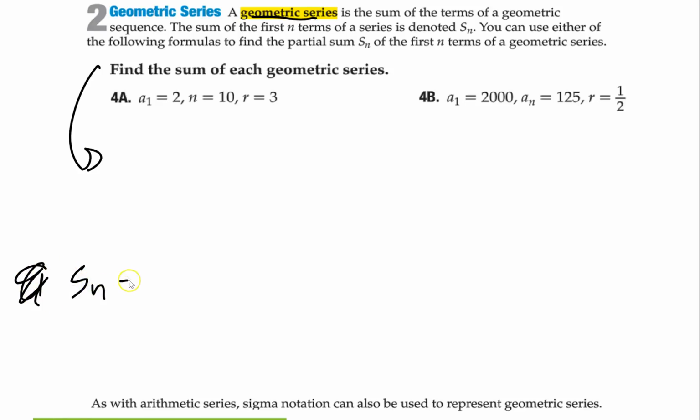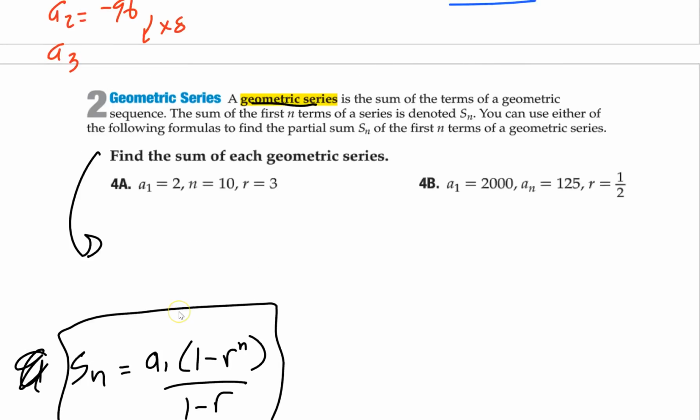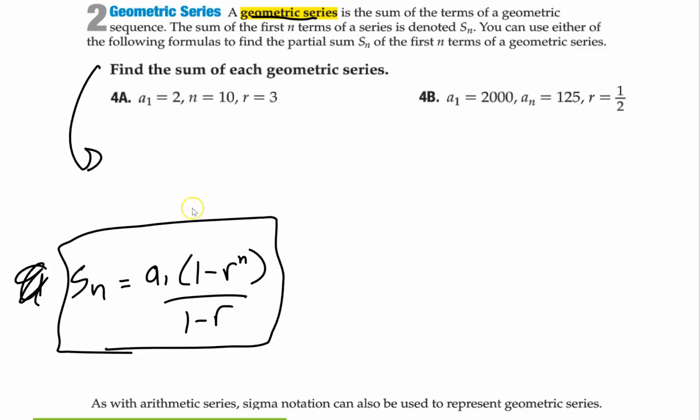Series sum, Sn equals a1 times 1 minus r to the n, all over 1 minus r. So that's the formula for the geometric series. I have no idea why I don't have it on here. But if you want to find the sum of the first n terms, you use this formula.